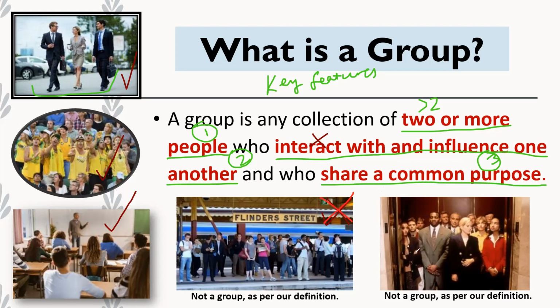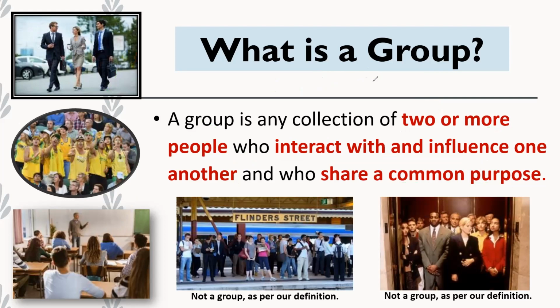The same thing with this group of people in an elevator. Even though they're sharing the common purpose of using the elevator, they're not interacting and influencing one another. So that's the key thing that does not make them a group. So you need to be able to evaluate it like that. Cool. So hopefully you remember, if we ever ask you to define a group, you need to give these 3 aspects. Just make sure you remember those 3 key features or qualifying factors or criteria.